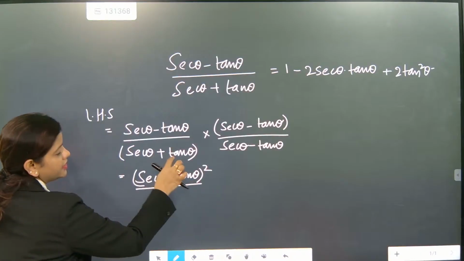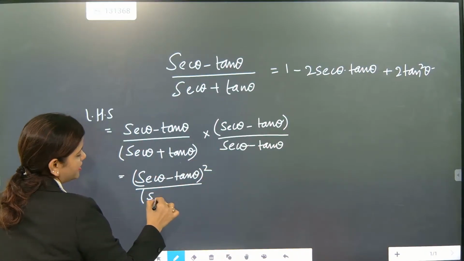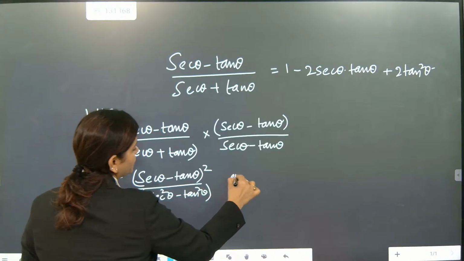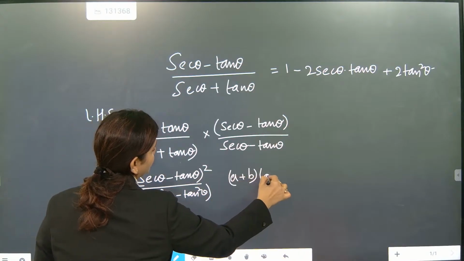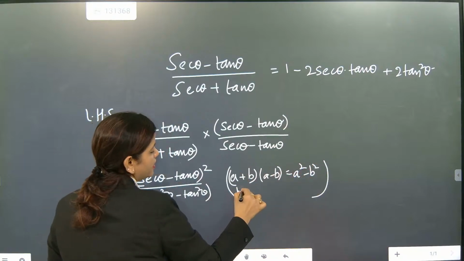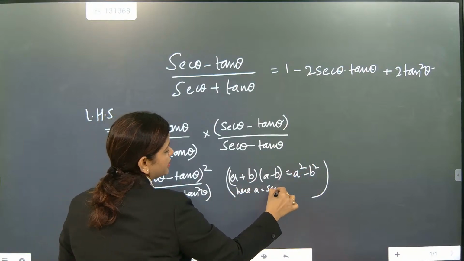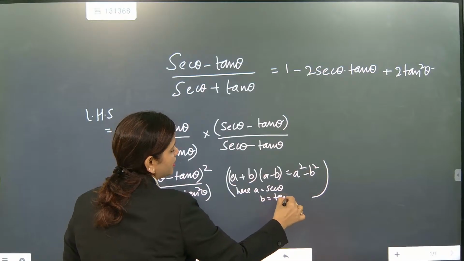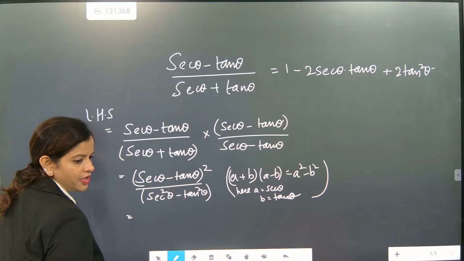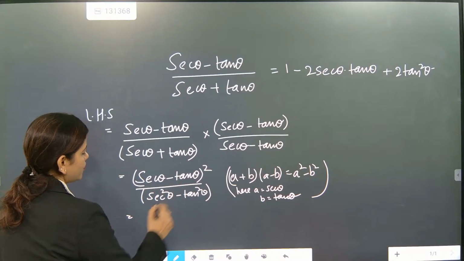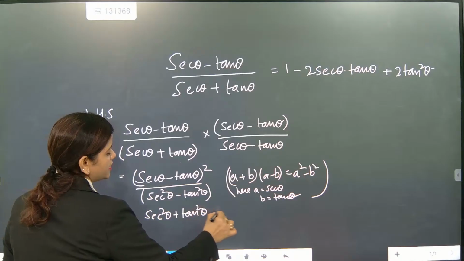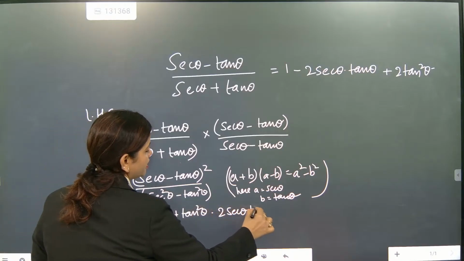And here secant theta plus tan theta into secant theta minus tan theta will become secant square theta minus tan square theta. And here with pride we will say that a plus b into a minus b is equal to a square minus b square. Here a is secant theta and b is tan theta. Done. So now write this a minus b whole square formula. What is the a minus b whole square formula? Secant square theta plus tan square theta minus 2 secant theta into tan theta.